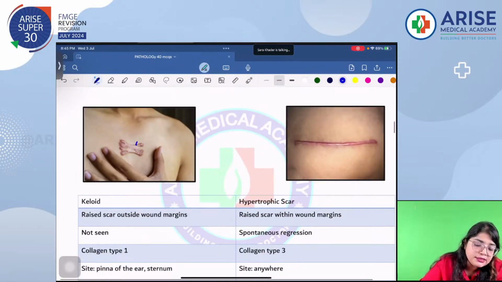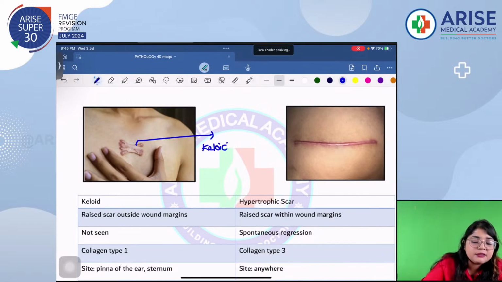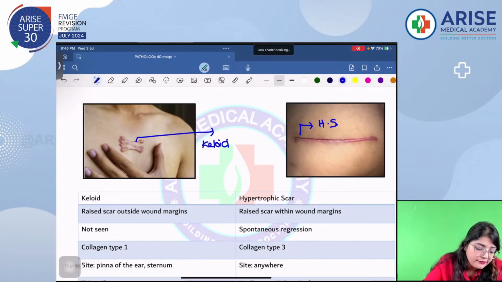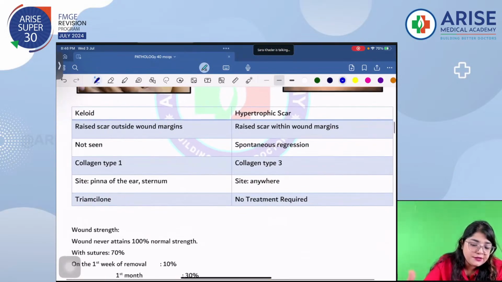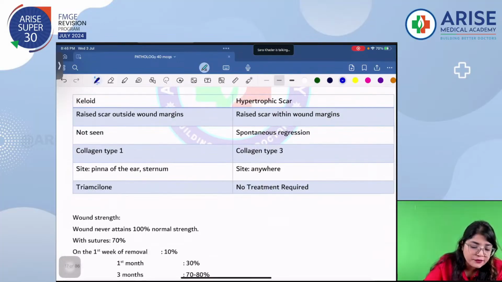What about this one? This is on the sternum. You see the presence of keloid. Sternum or earlobe. And this is your hypertrophic scar, where it is within the wound margins. Okay, so this is your hypertrophic scar, right? All right, very good. Now these are the differences between keloid and your hypertrophic scar.